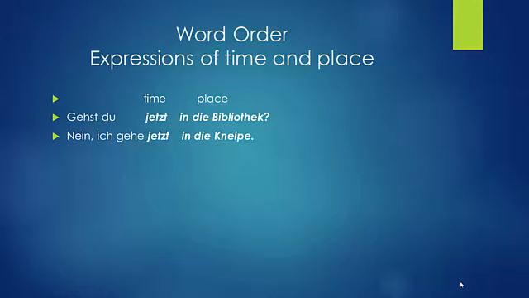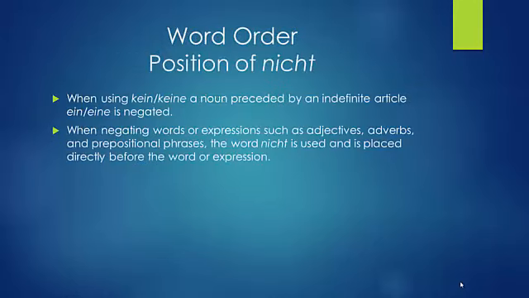Okay. Another important element of word order is when you negate something using the word nicht. Before we talk about nicht, however, we'll highlight another word used to negate items, that is kein. For example, das ist kein Buch. That's not a book. Kein will be used to replace the indefinite article, as was the case here. But let's shift our focus to negating words or expressions such as adjectives, adverbs, prepositional phrases, where the word nicht is used and is placed directly before the word or expression.